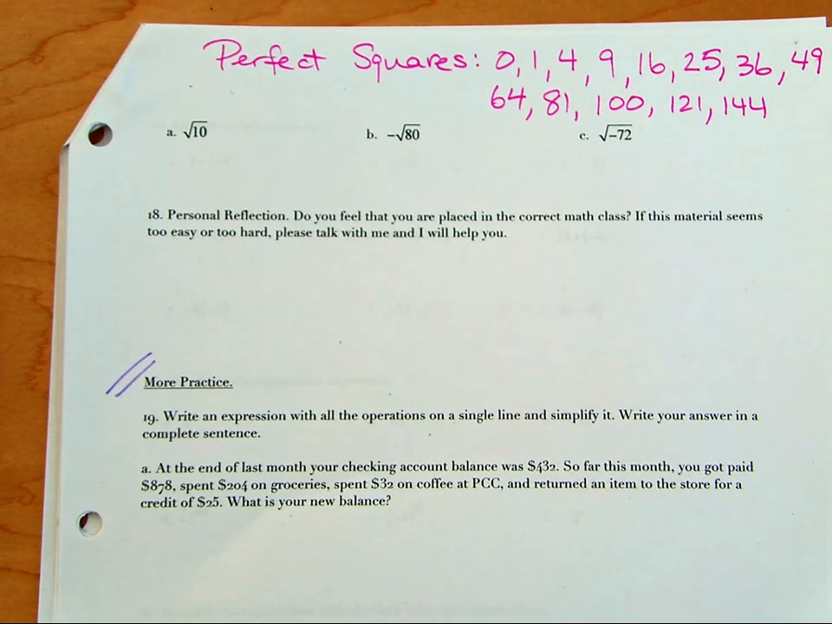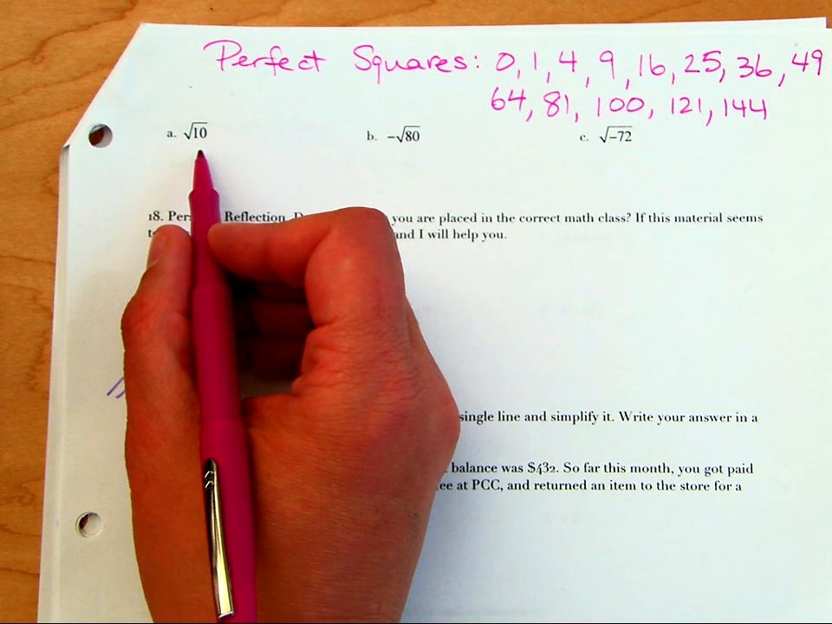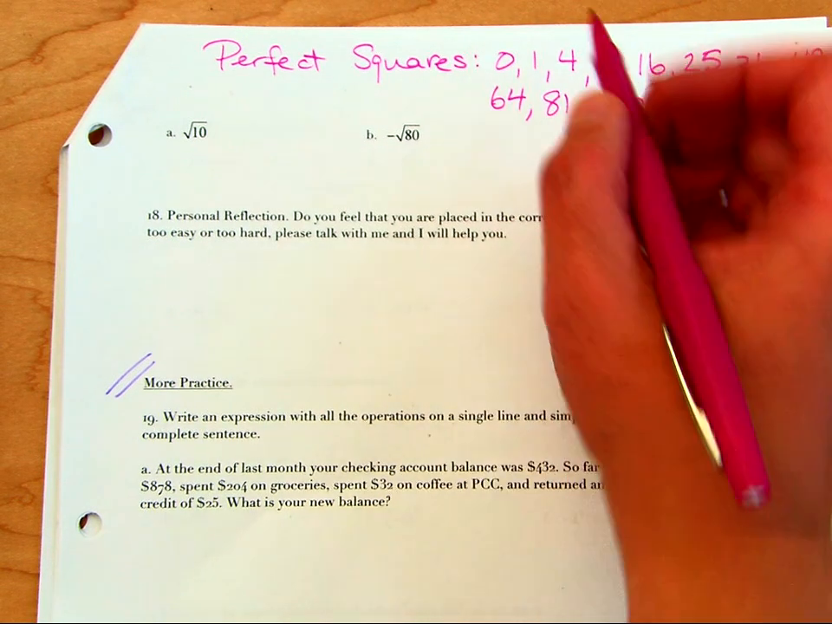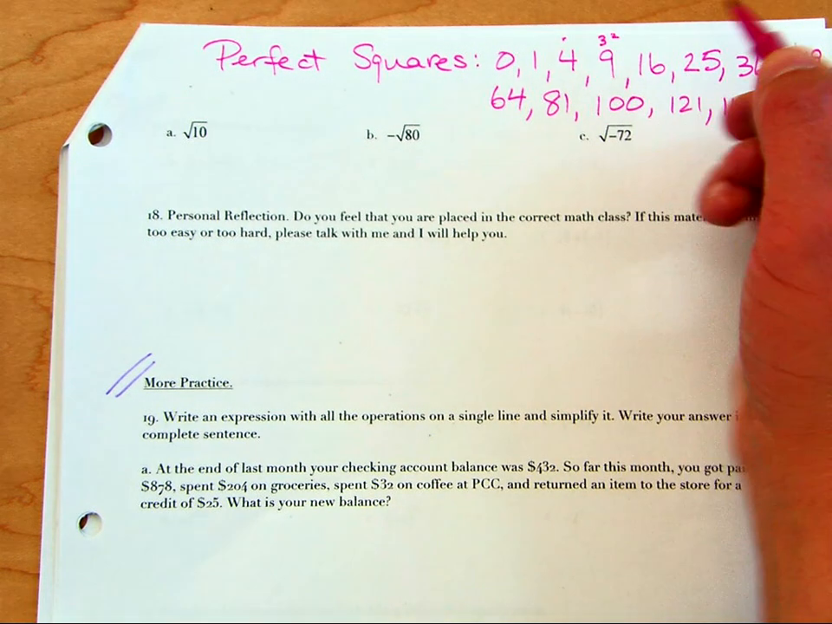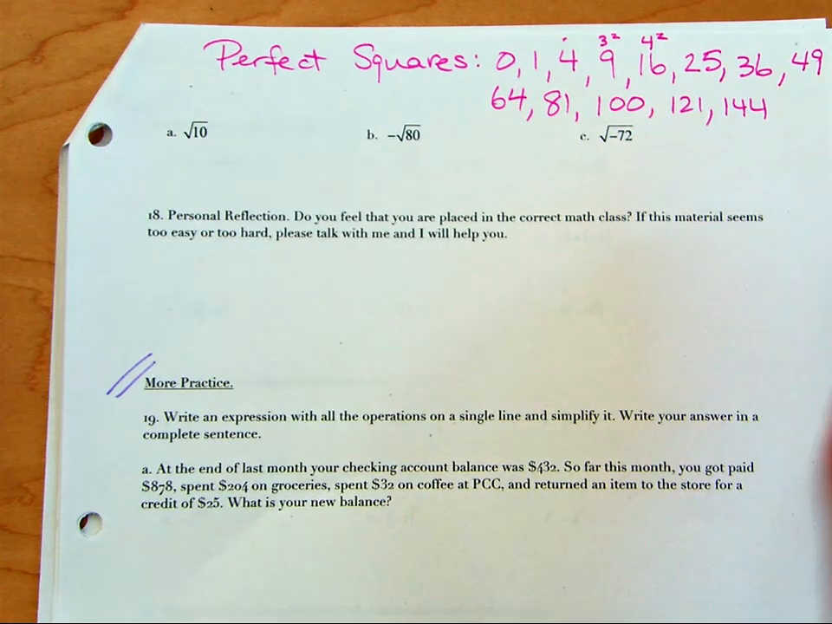I would have a chart in my room, and I would make them memorize all the way up to 25 squared. 25 squared, 625. It's helpful. It's useful. Just like knowing the times tables is useful, knowing the perfect squares is useful, knowing some of these math patterns. So the square root of 10, it would fall in between, since this is 3 squared and this is 4 squared. Can you approximate?